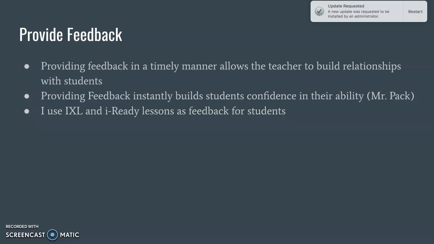A couple of things that I already use that give really good instant feedback are IXL and iReady lessons. IXL is just kind of a drill and practice for some math problems. If they're getting answers right, their score goes up. If they're getting answers wrong, their score goes down. If they're getting them right, they know they're doing it right, and it helps build that confidence right away. If their score is going down, that's when they realize, hey, I need a little bit of help on this, and usually by then they seek out an adult in the room.